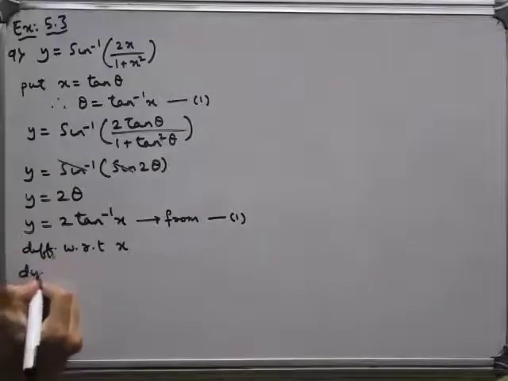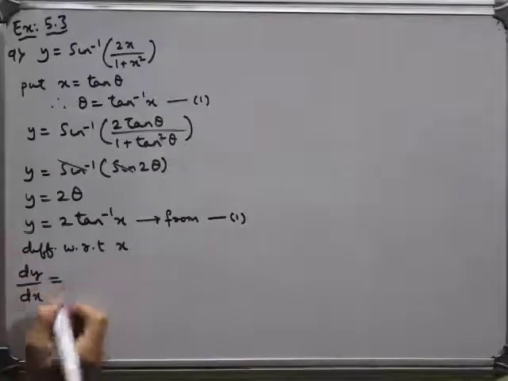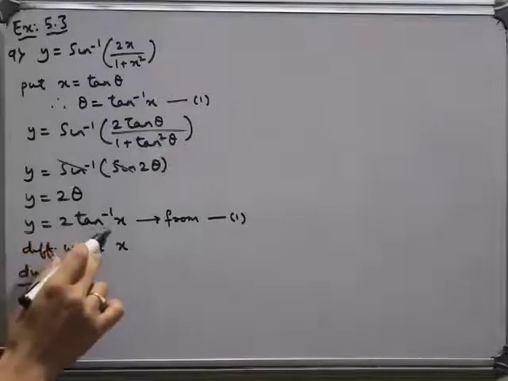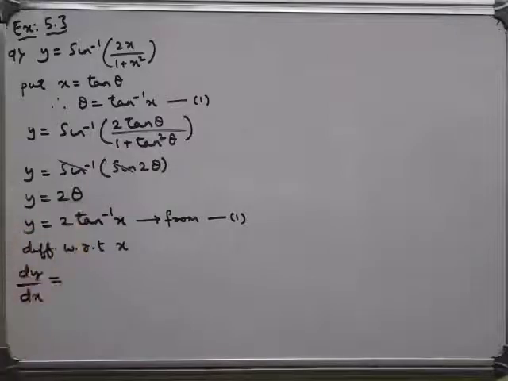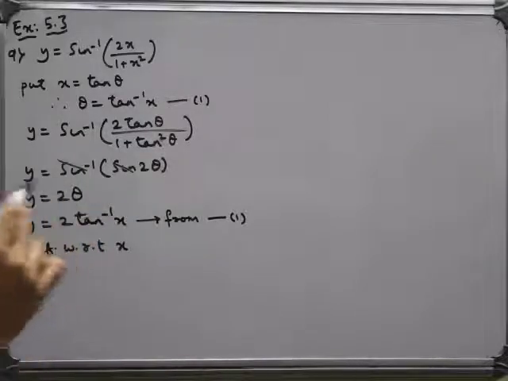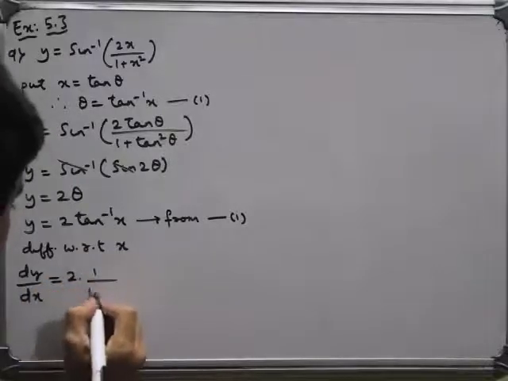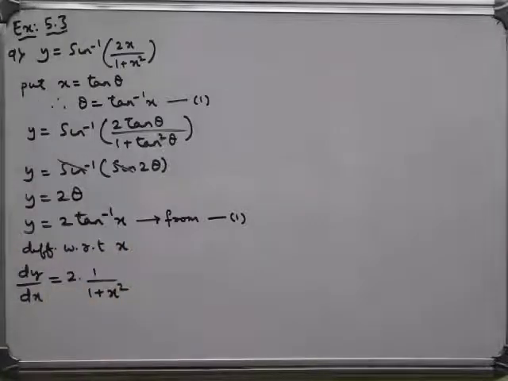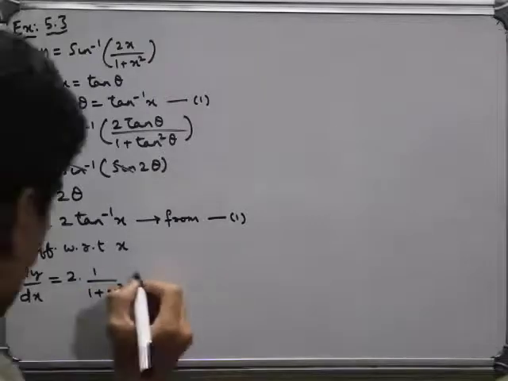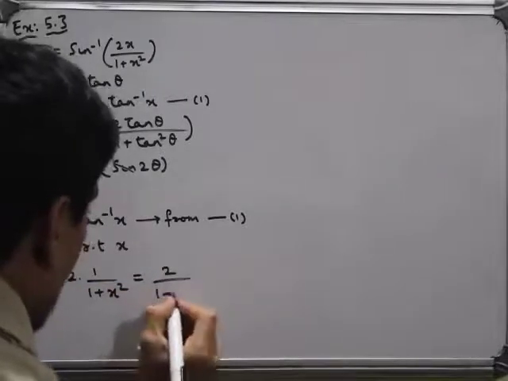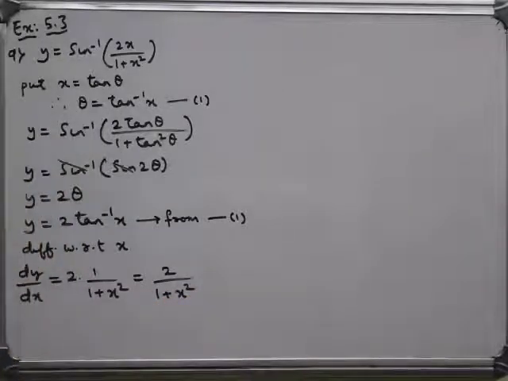dy by dx is equal to, this is a constant and this is the function. Use the rule when we have constant into function, that is constant into derivative of function. So this will become 2 as it is, into 1 by 1 plus x square. This is the differentiation of tan inverse x. So your final answer will be 2 divided by 1 plus x square. This is how you have to solve this. I hope you understood this.